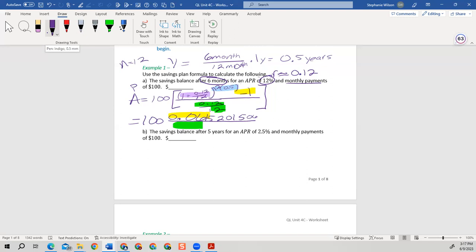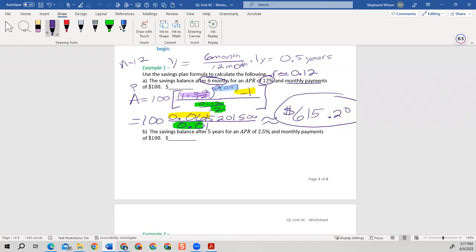0.01. And guys, I like to put a 0 in front of my decimal if I don't have any other number to go there. All right, so now I'm going to say 100 times that fraction, 0.0615201506 divided by 0.01. And it gives me 615.20. $615.20. Okay.